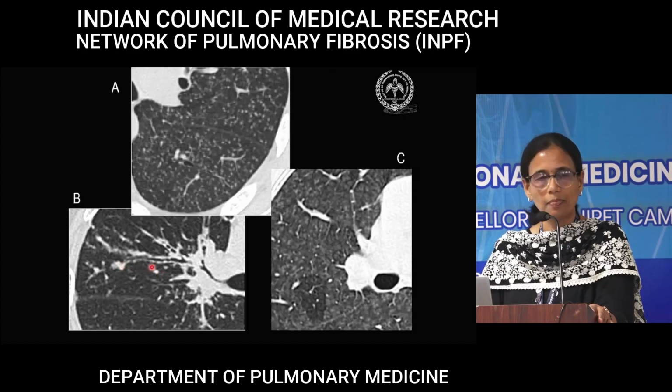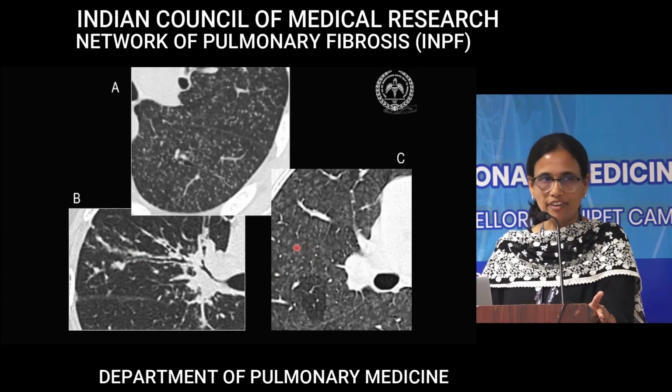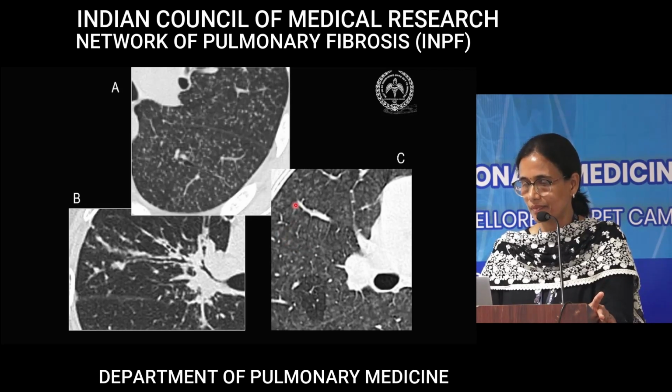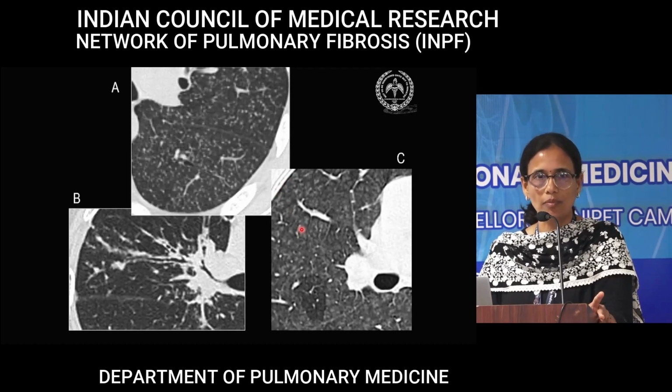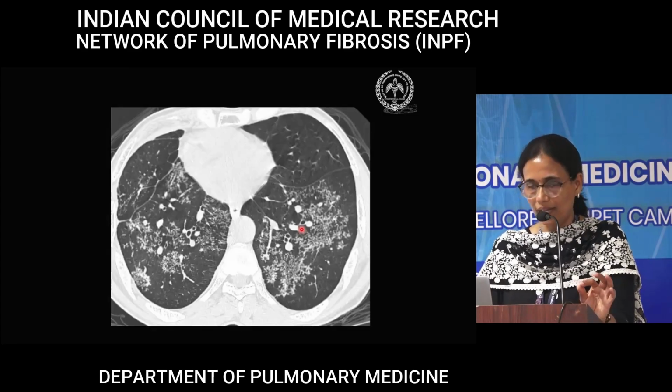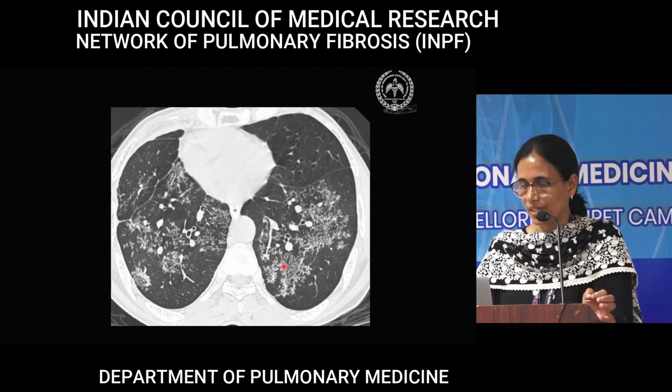B, peribronchial, right? So what is the distribution? Perilymphatic. What about this one? Yeah, see, they are in the center of the lobule. It's all equidistant to each other, just away from the pleura. So centrilobular ground glass density nodules, typically in hypersensitivity pneumonitis.